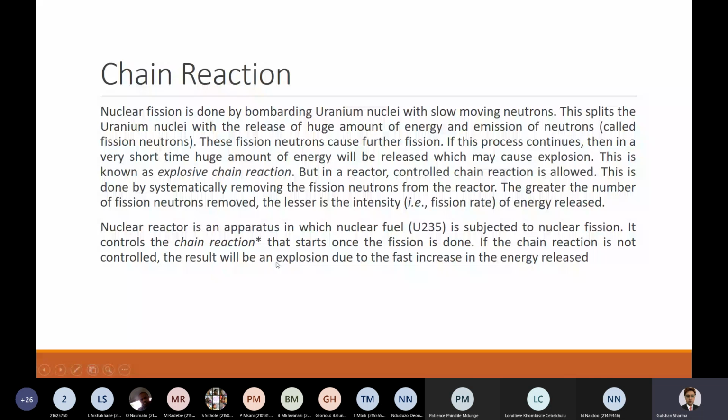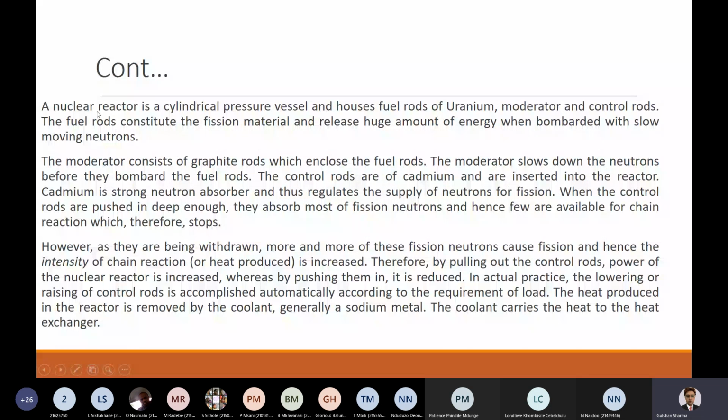After that, guys, as we have discussed, I'm repeating to make you understand in a better way, the nuclear reactor is a cylindrical pressure vessel, and there are fuel rods of uranium, moderator rods, and control rods. Right now we have seen that. The fuel rod constitutes the fission material, and it releases a large amount of energy when it is bombarded with slow moving neutrons. Another thing is that the moderator consists of graphite rods, which enclose the fuel rod.